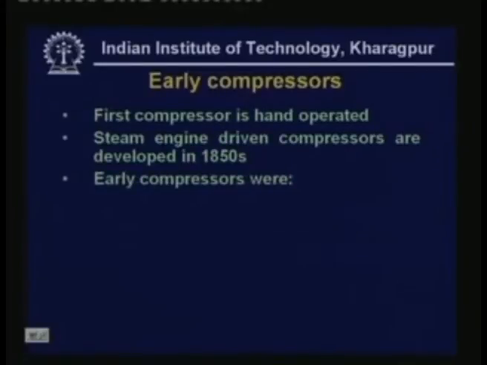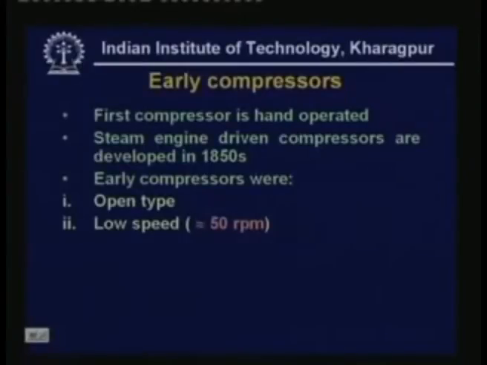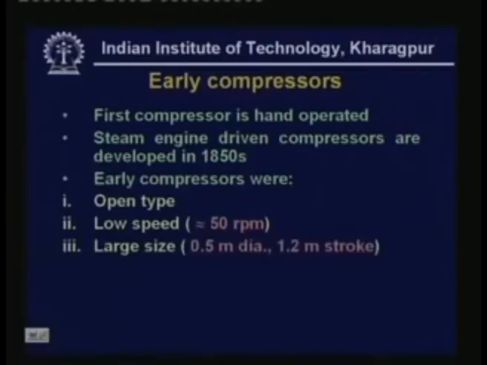And the early compressors were essentially open type. Open type means the body of the compressor and the driving mechanism, for example if it is a steam engine, then the steam engine and the compressor were separate. So this is what is known as an open type compressor. And they were typically very low speed compressors. That means the speed used to be about 50 rpm, and their size used to be very large. For example, they used to have diameters as large as 0.5 meters, and the stroke length used to be as large as 1.2 meters.